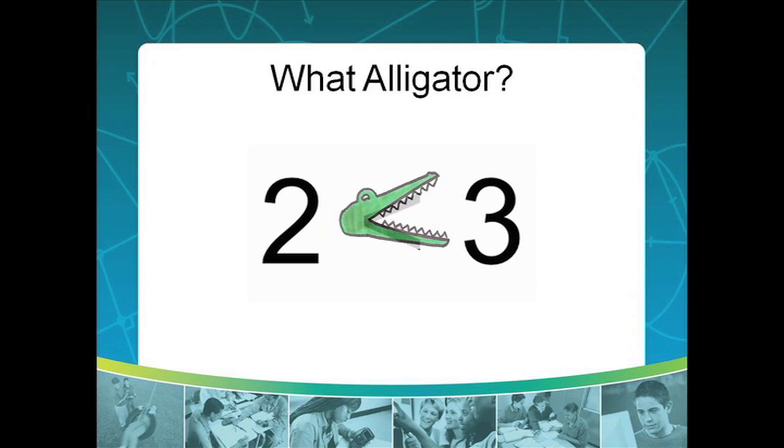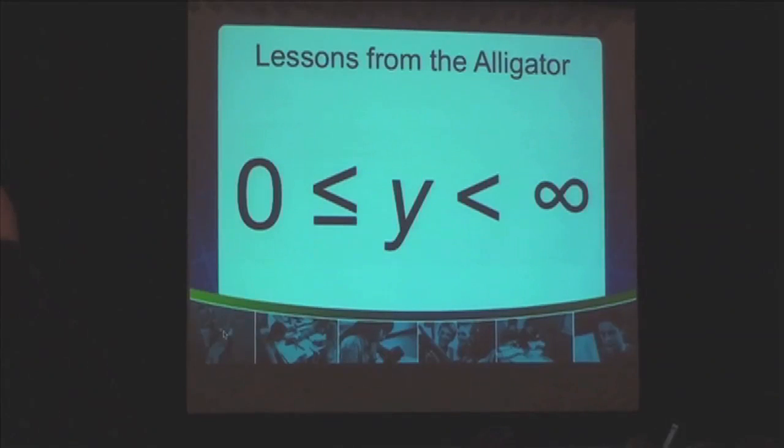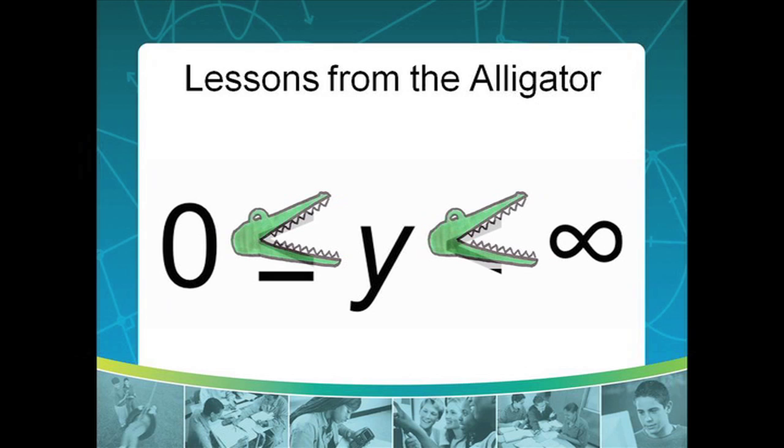And I like the alligator as a visual mnemonic because it's pretty simple and it kind of relates to the mathematical meaning. But I think when we get to this level of mathematics, it gets a little bit confusing and students start to ask perplexing questions like, what does it mean to eat infinity?